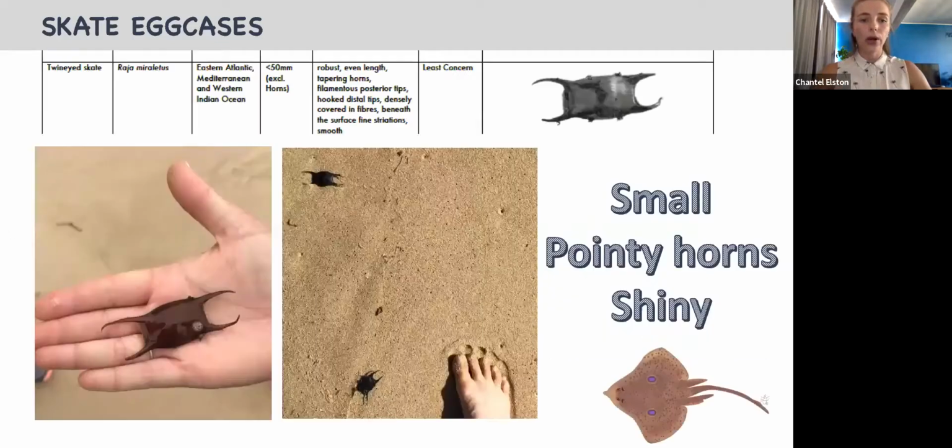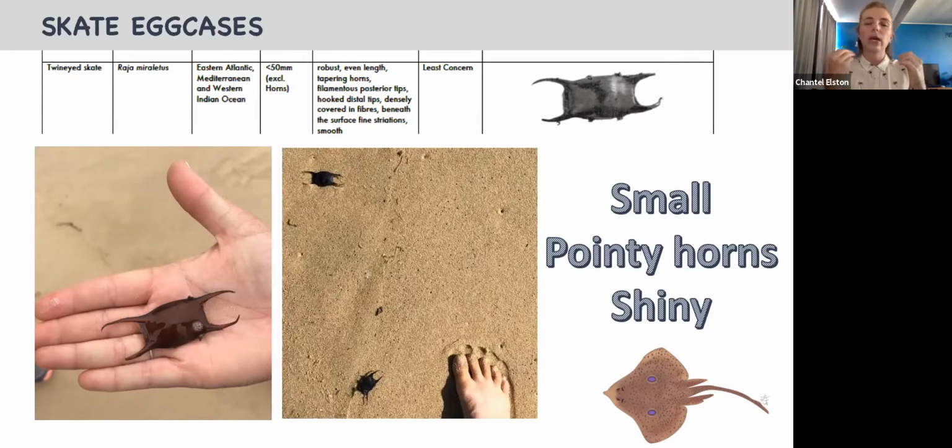But the first one we'll go through is this one called the Twinite Skate. So remember, this is the guy with the 2 little circles on his back. That's why he's called a Twinite Skate. And he lays really, really small egg cases. So again, it's only about 5 centimeters, excluding the horns. So it's about the size of your thumb.